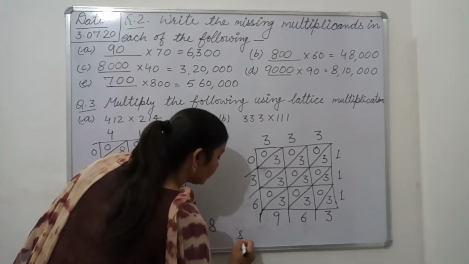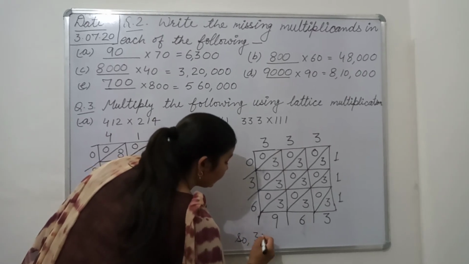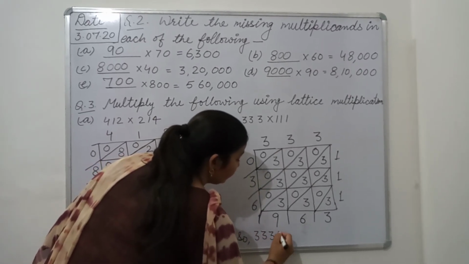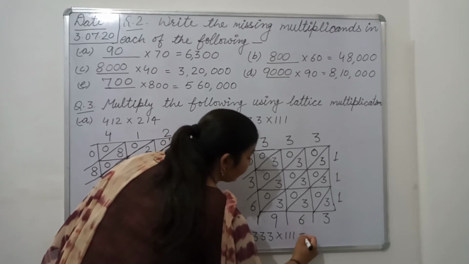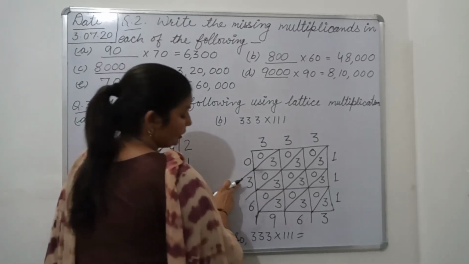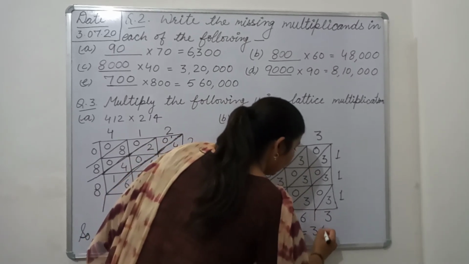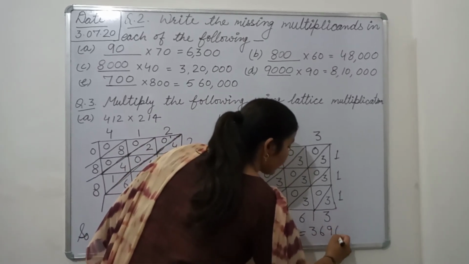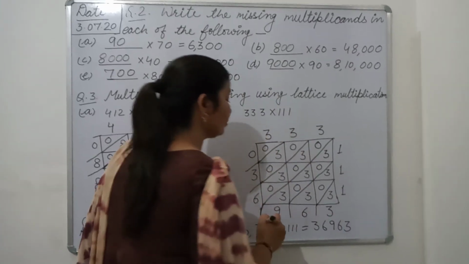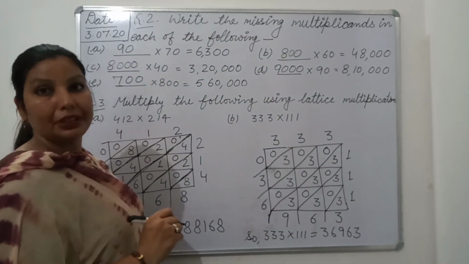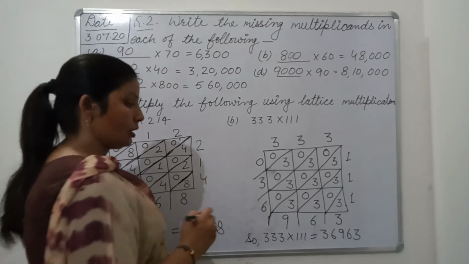Now we should write our product. So 333 multiplied by 111. What do we get? 36963. 36,963. Okay, that's your answer.